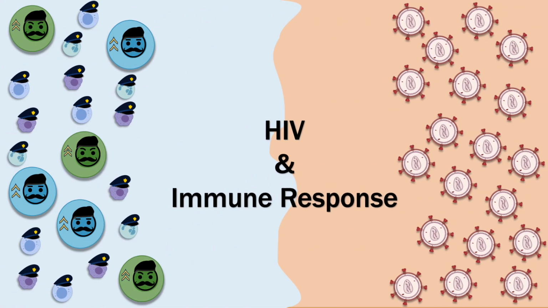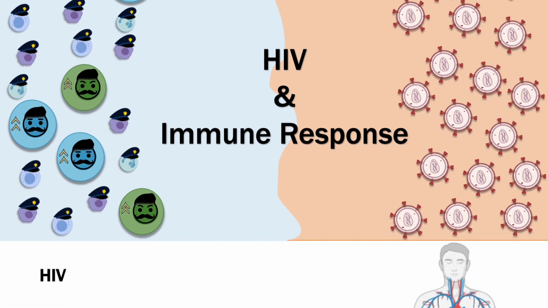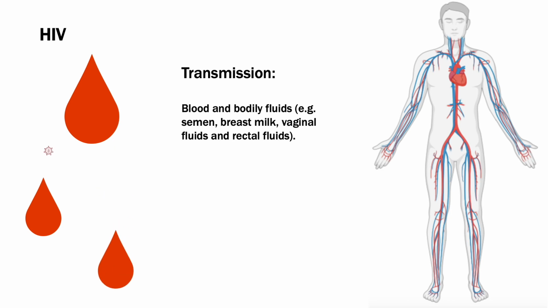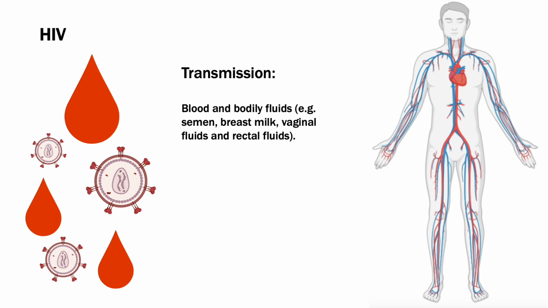Alright, we just looked at what the immune response looks like for the coronavirus. Let's look at HIV now. HIV infects our body in a different way compared to the coronavirus. It infects the body by direct entry of blood or other bodily fluids like semen, breast milk, vaginal fluids, and rectal fluids that are infected with HIV into the bloodstream.